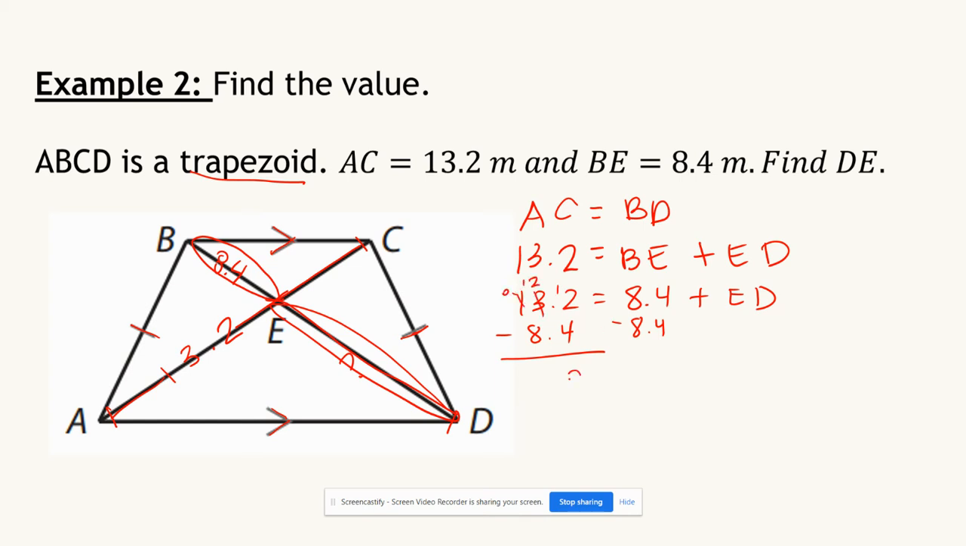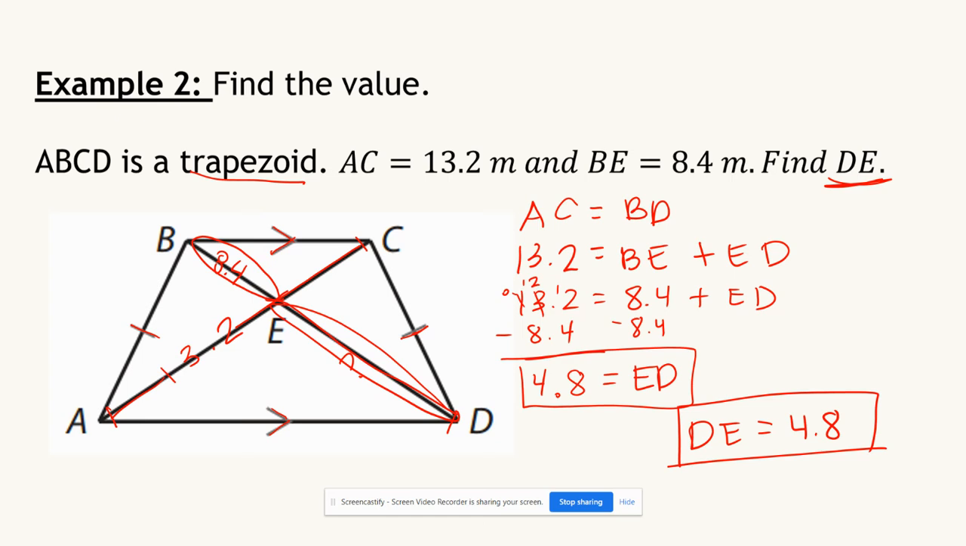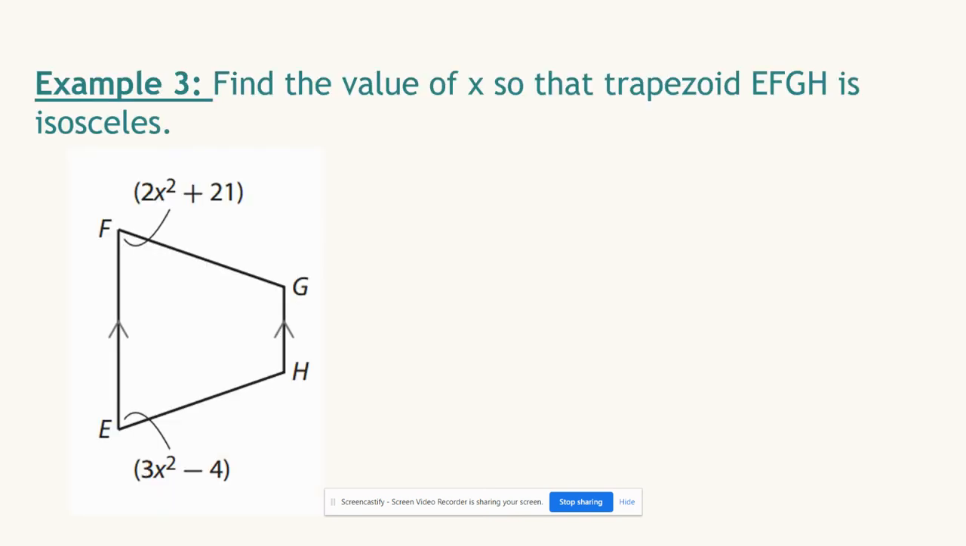So we get 4.8. Okay, so ED is 4.8. Actually, I need to write it how they have it. ED or DE, those mean the same thing, so I'm just going to switch it there. And DE equals 4.8 is the correct answer. Again, the whole purpose for doing that is because the theorem tells me that the diagonals are congruent.